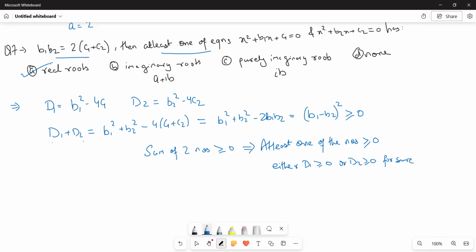पर सर, हम लोग को ये तो नहीं पता कि दोनों का D वो 0 भी तो है, वो भी तो एक केस हो सकता है. हाँ, तो दोनों का 0 होगा तो भी तो रियल रूट्स ही तो होगा. D equal to 0 is also the case for real roots. Equal to 0 भी तो रियल रूट्स में ही आता है.